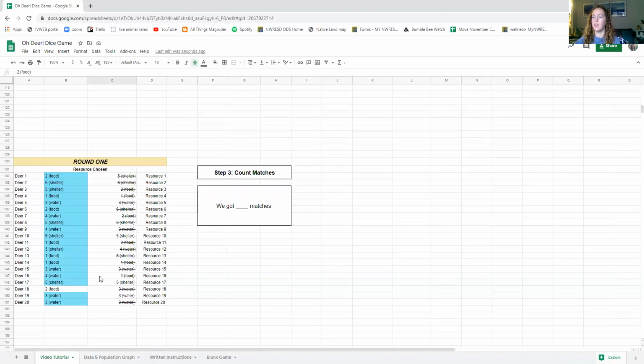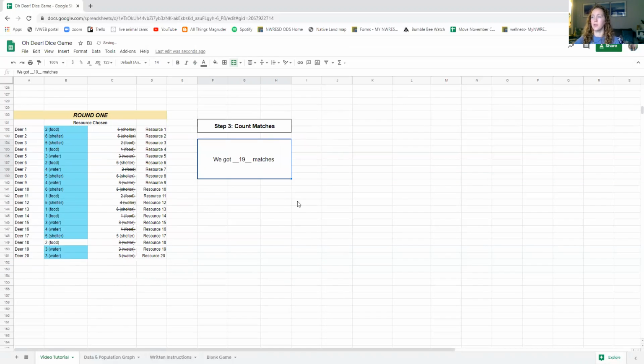All the way through. The only deer that didn't have a match was deer number 18 who chose food. There wasn't quite enough food because resource number 17 was a shelter, it just didn't match up. So we're gonna count the deer that did get their resource, count those matches. We've got 1, 2, 3, wait, here's a better way, 20 minus 1. We got 19 matches.